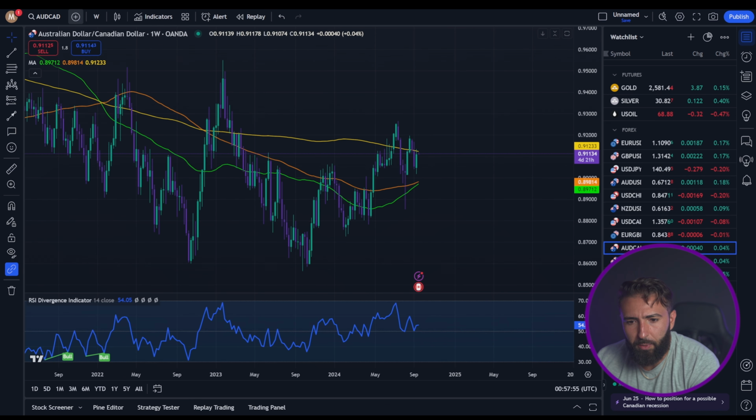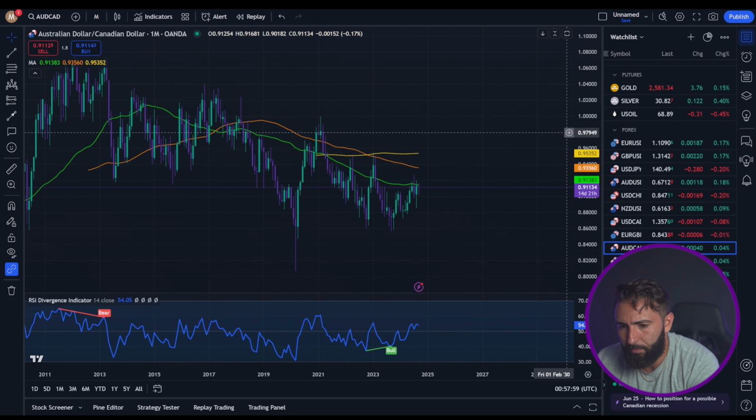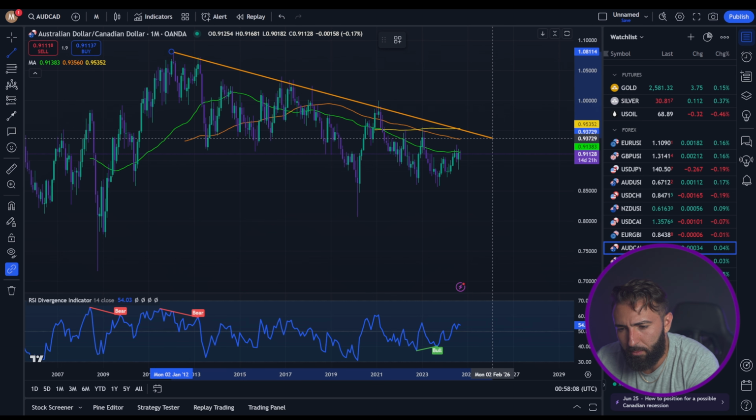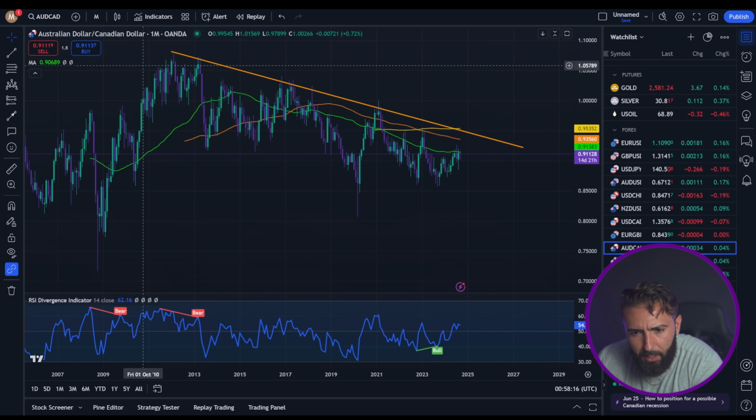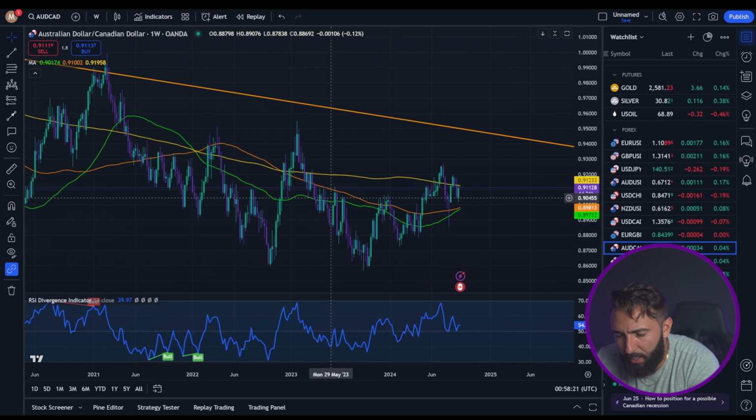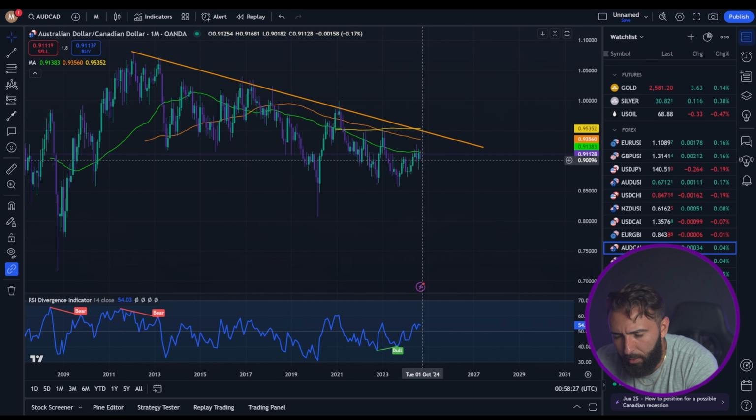Next. Weekly. This is Aussie Canadian. Now let me go ahead and plot my trend line. We're a bit ways from the trend. I don't think that this is anything that I'm interested in at the moment. I do like that on this monthly chart we are respecting the moving averages, and we have two areas to possibly go short at the moving averages.